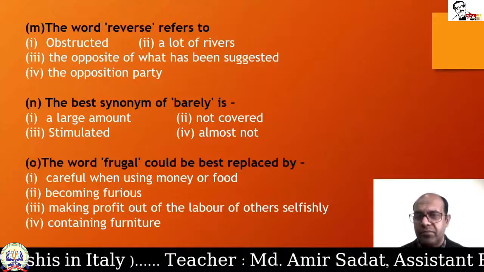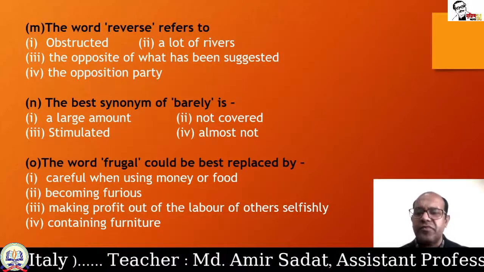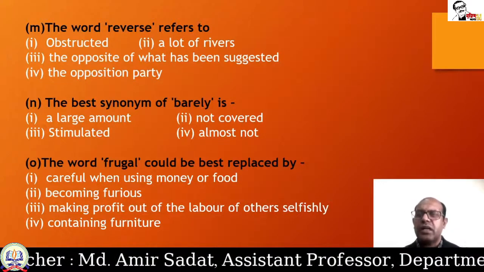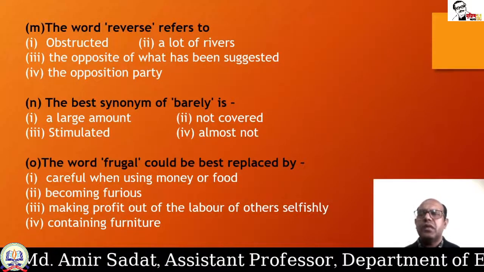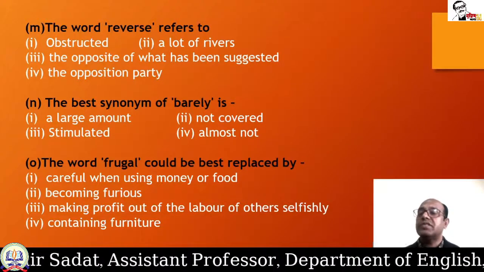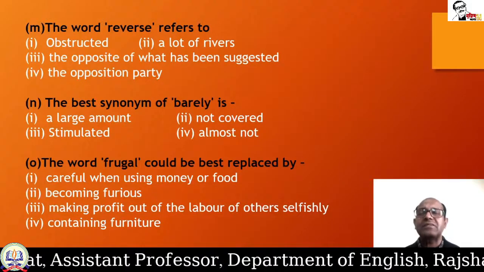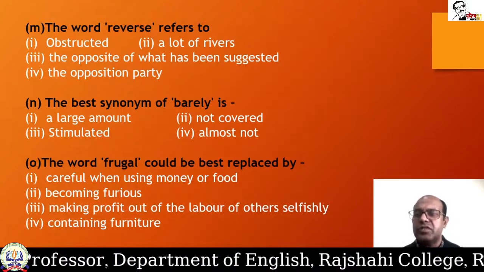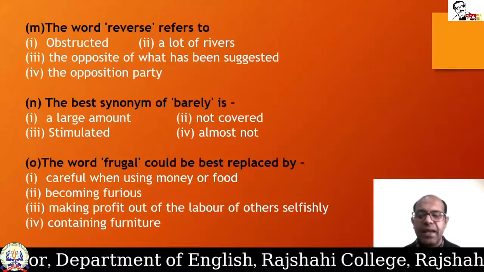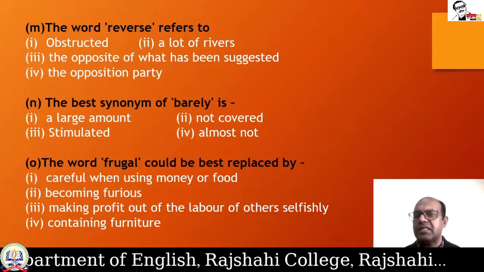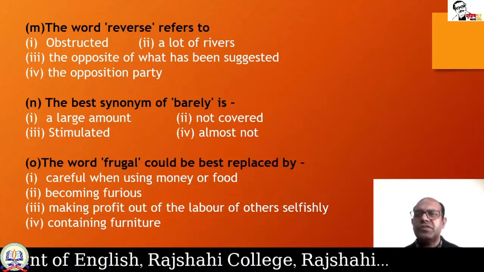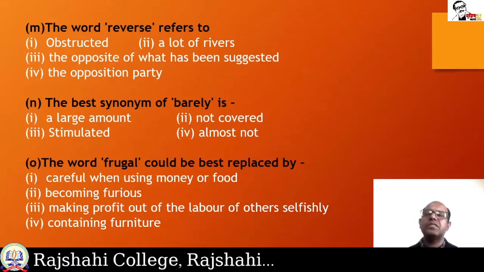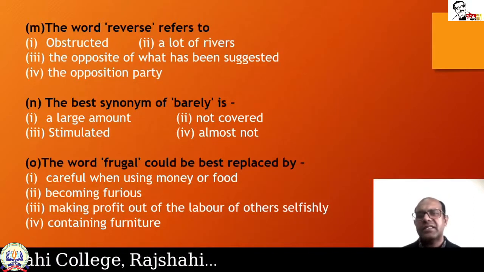Now question M. The word reverse refers to option 1, obstructed; option 2, a lot of rivers; option 3, the opposite of what has been suggested; and option 4, the opposition party. So which will be the correct answer for question M? I think option 3 is the correct answer. Reverse refers to the opposite of what has been suggested.